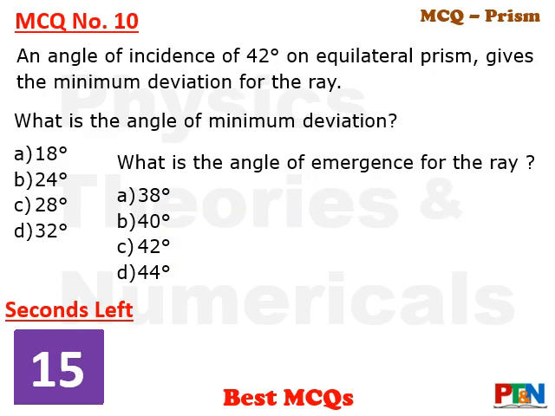Next MCQ. The angle of incidence of 42 degree on an equilateral prism, that is a 60 degree prism, gives the minimum deviation for the ray. So it's a situation where the angle of incidence of 42 degree is giving you the minimum deviation. Then there are two MCQs. What is the angle of minimum deviation and what is the angle of emergence? You have got 15 seconds to come to your answer. Timer starts now.